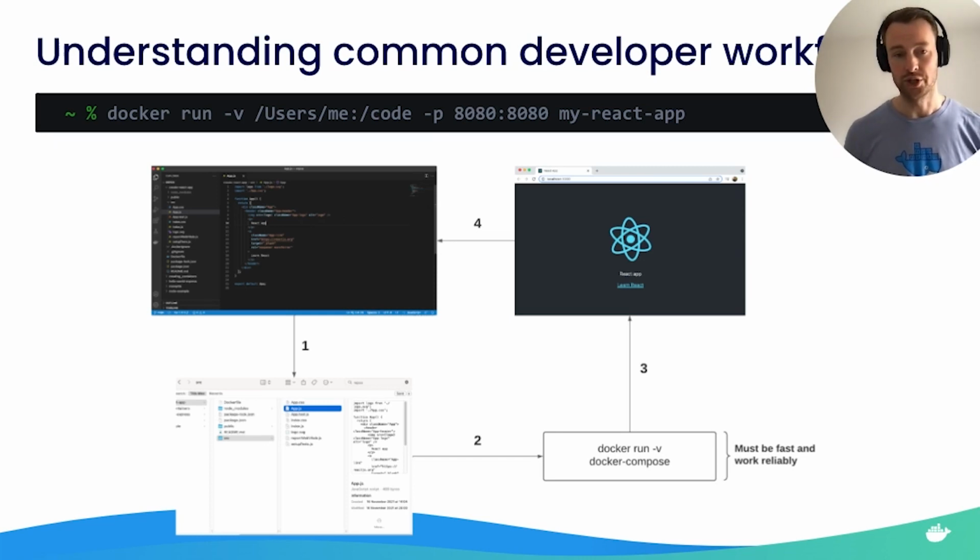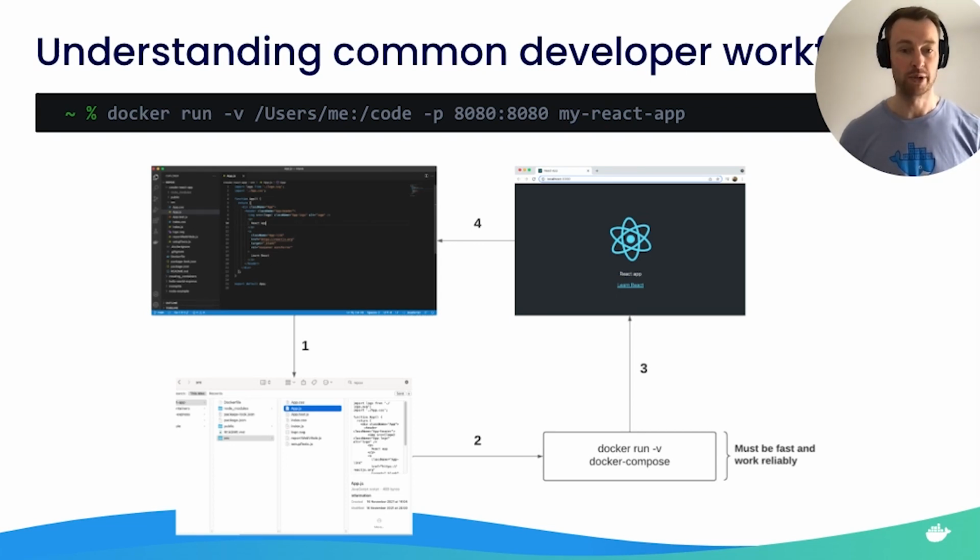The source code is shared between the host and the container by using Docker volumes, with a command like the one at the top of this page, the docker run -v command that you can see there. This allows the developer to edit their source code, save the changes, and immediately see the results in their browser. Changes made to files located on the host system must propagate quickly and reliably to the container file system for the developer to optimize productivity and have a good experience.